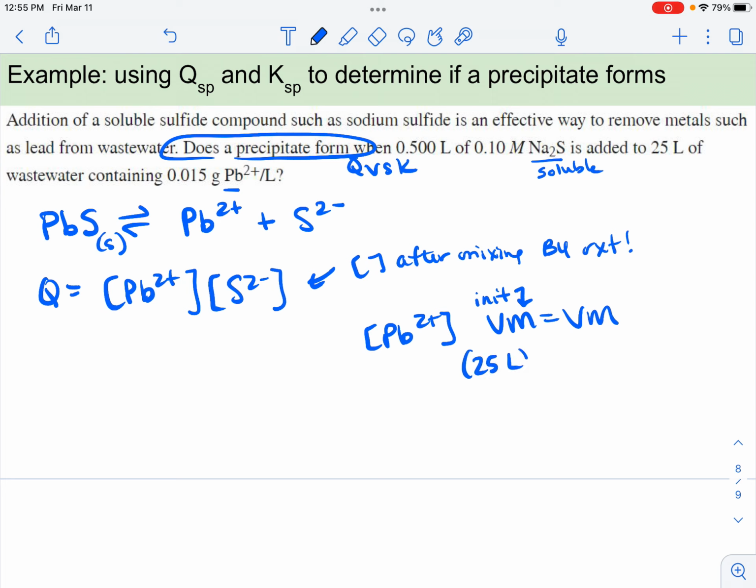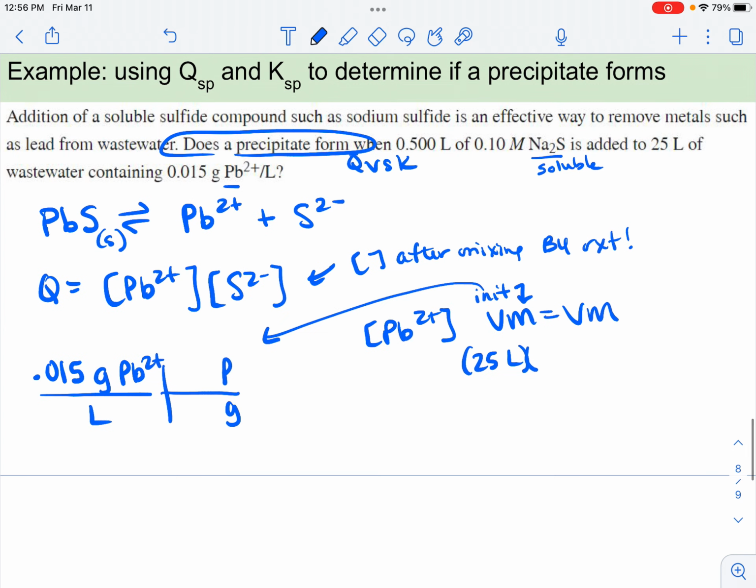But they tell me we have 25 liters of this, and its initial molarity, let's solve for that over here, is the same as 0.015 grams of Pb2+ per liter. But that's not in moles per liter, so I have to convert grams to moles. For Pb2+, the ion has the same mass, so 1 mole is 207.2 grams, which gives me a molarity before I mix them of 7.2 times 10 to the negative fifth. All right, so that's going in here as my initial molarity.